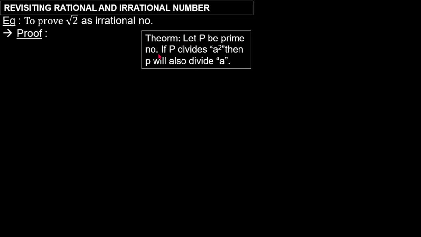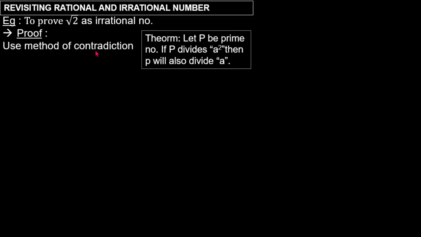If p is a prime number and p divides a square, then it will also divide a. This is what we are going to use. If a number divides the square of a number, it will also divide a. This is simple. There is no such importance or proof of this theorem. We just have to use it to prove root 2 is an irrational number.